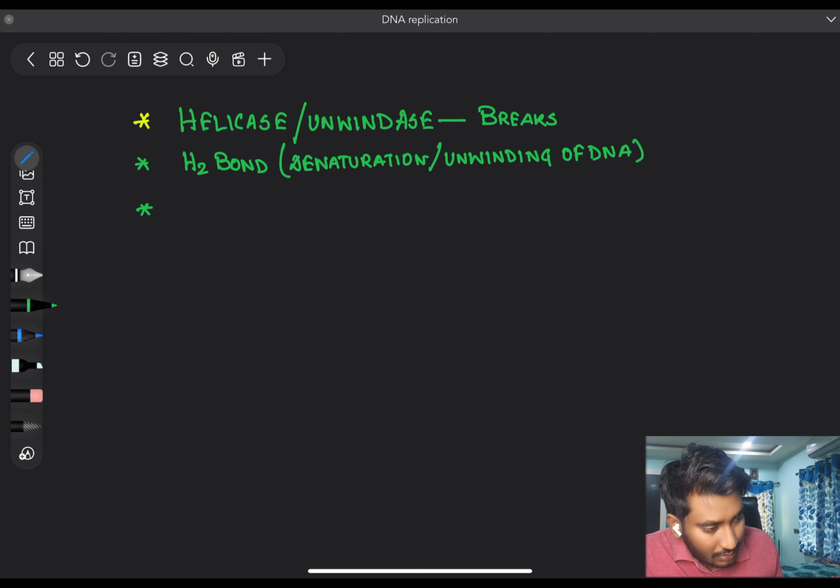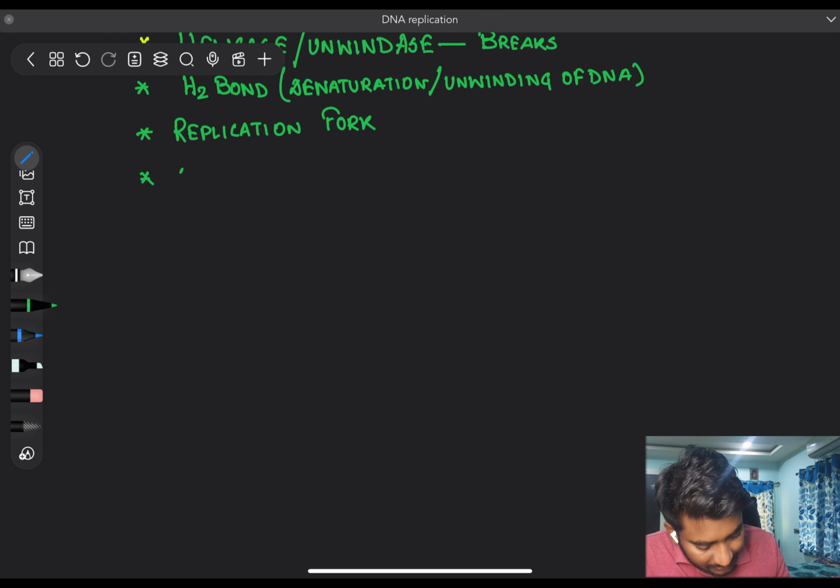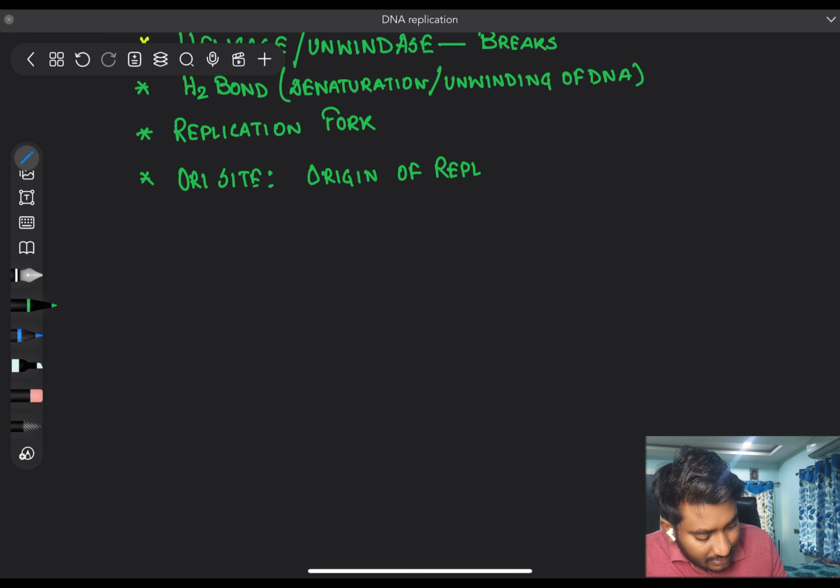Now it comes to the replication fork. I will discuss the replication fork after writing it. I will discuss every topic. The next is the ORI site. What is the function of the ORI site? Its function is to start the replication. Origin of replication, here the replication starts.